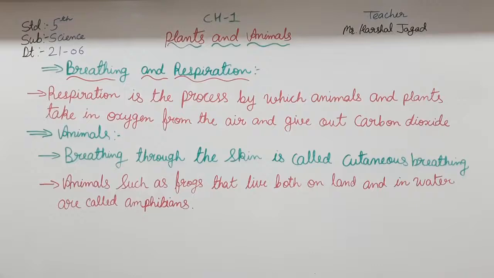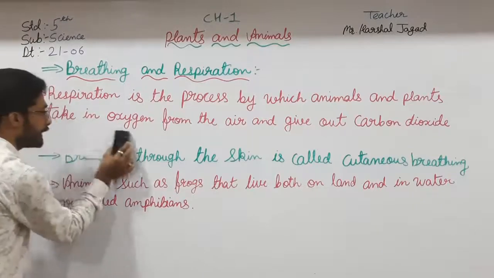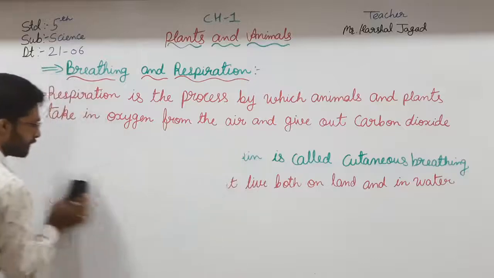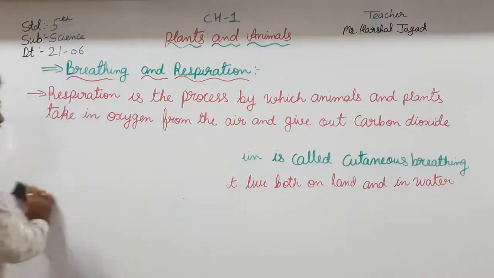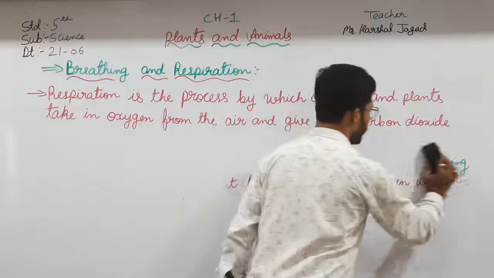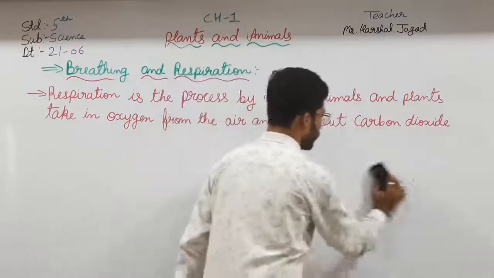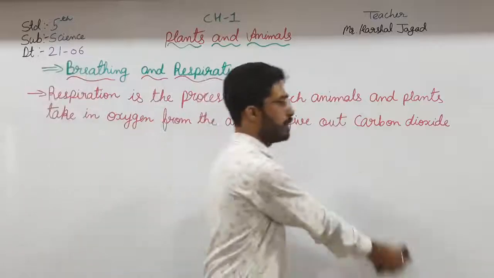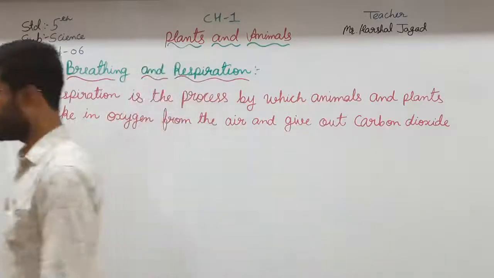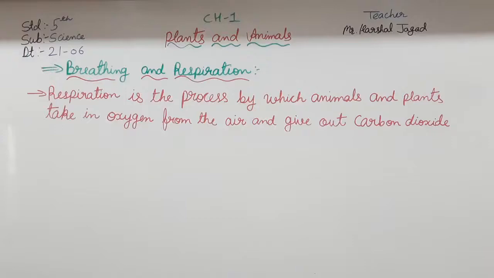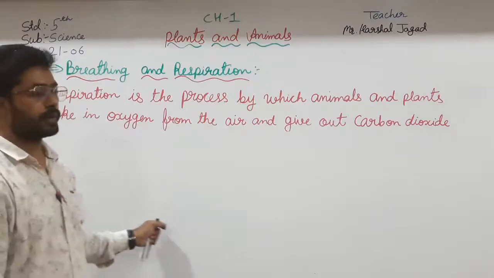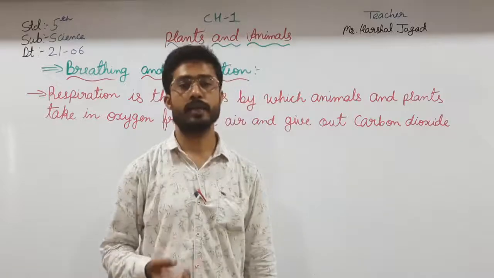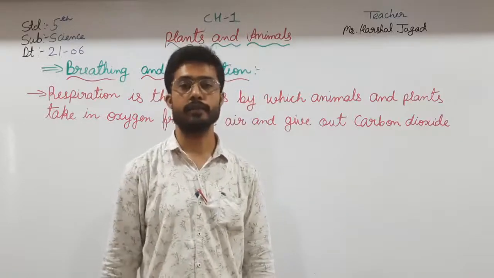Okay, now moving forward, we have just completed the animals. In animals, we have seen the terrestrial animals, aquatic animals, cutaneous breathing, and the amphibians. How do the terrestrial animals breathe? They breathe through their lungs, and aquatic animals breathe through their lungs and gills both. And what is cutaneous breathing? The animals which breathe through their skin, that is known as cutaneous breathing.